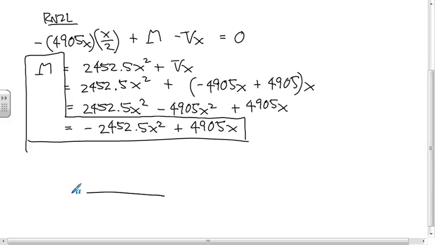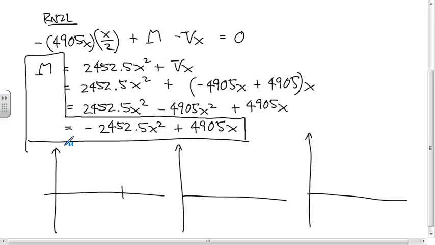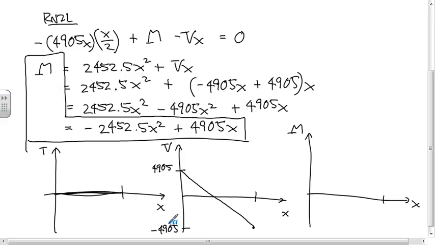And so the graphs you get look like this. For the tension, you still get 0. For the shear force, you get a line that goes from positive 4905 to negative 4905. And for the bending moment, you get something like that.